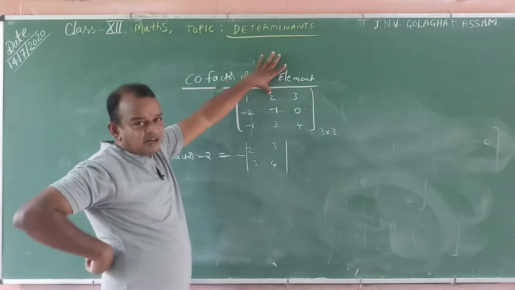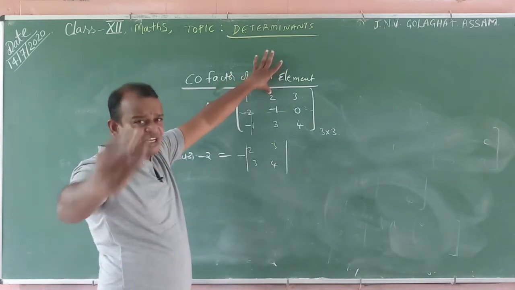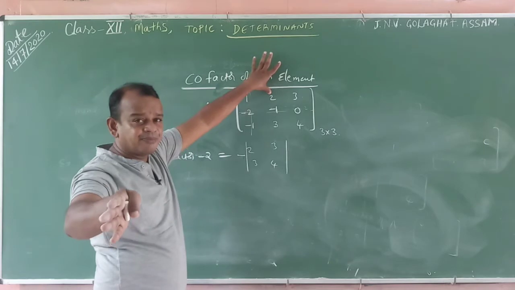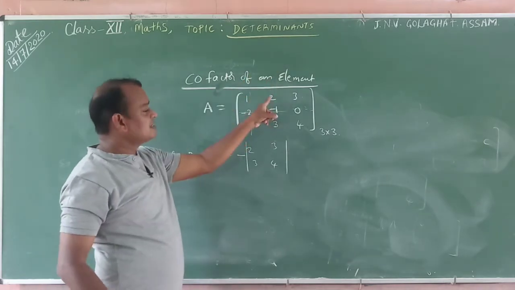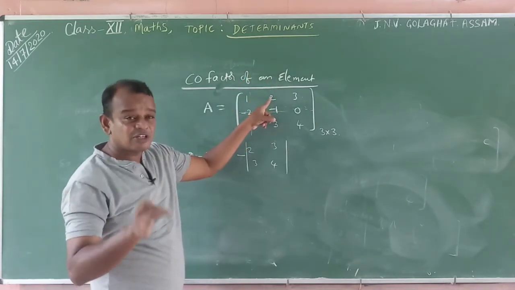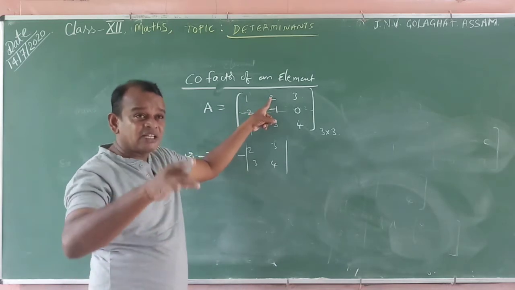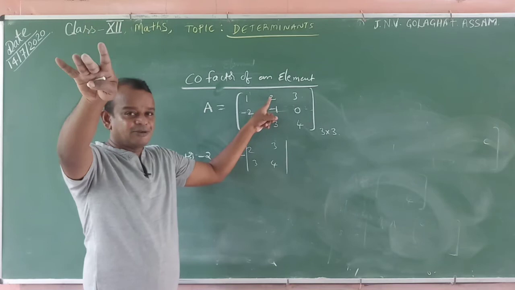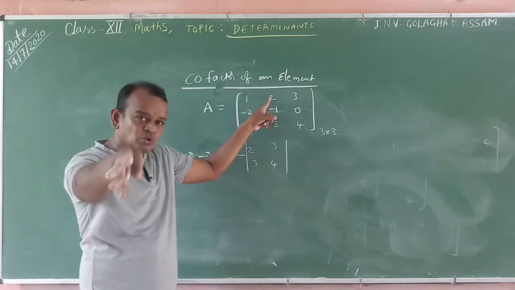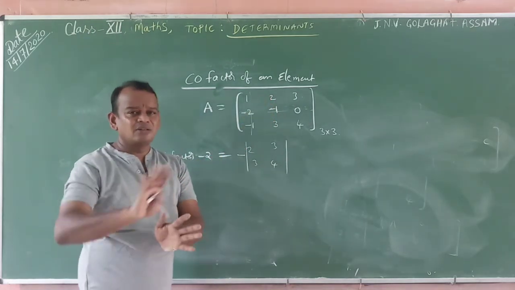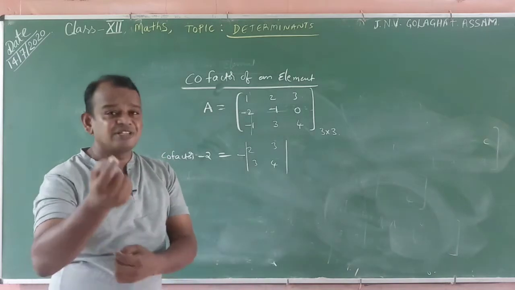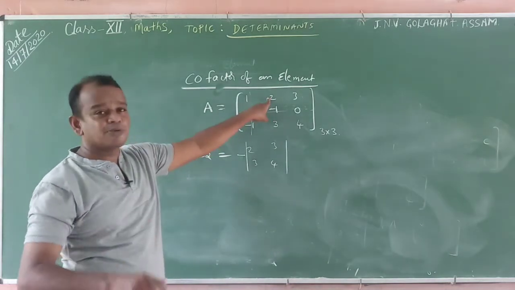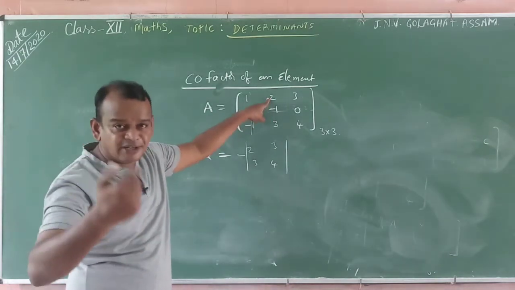What about the minor of 2? Suppose the minor of 2 is 3. But this is the first row, second column. First row, second column means minus 1 power 1 plus 2, which is a cube. Minus 1 cube means negative. There is no change in the value, only in the sign. Suppose the minor is 2, the cofactor is -2.